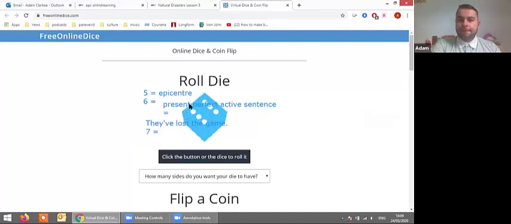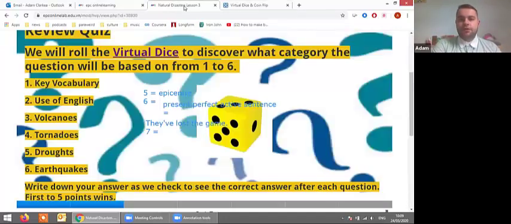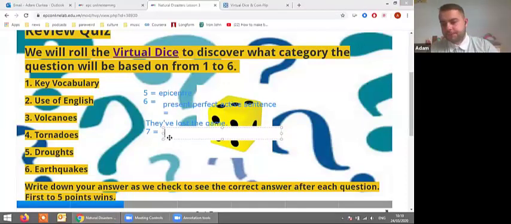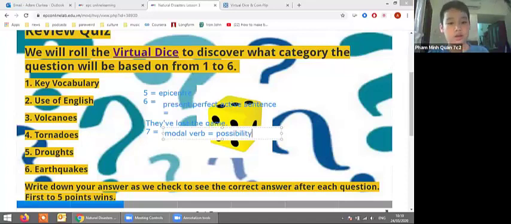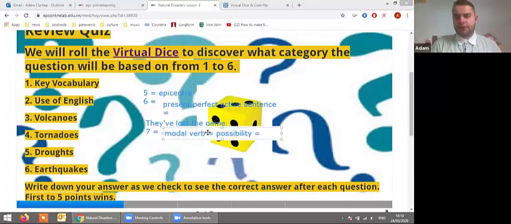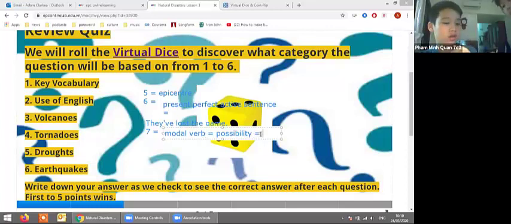Next dice roll. And number 2, we are on use of English again. I would like you to give me an example of a modal sentence, including a modal verb expressing possibility. Modal verb. So what is a modal verb that could express possibility?